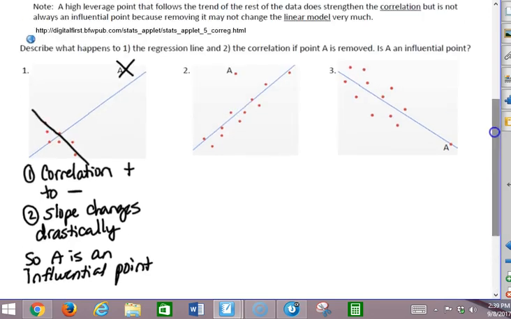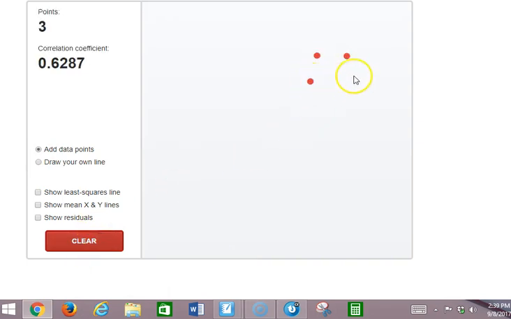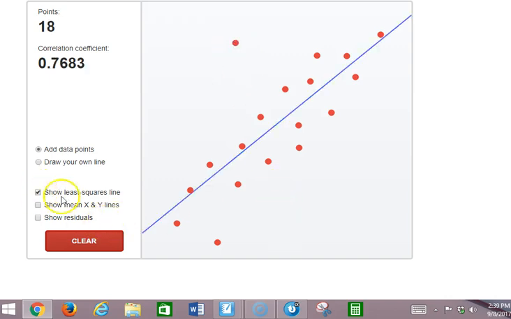Okay, and number 2, let's take a look at this one. So I'll clear this off. Here we have kind of scattered points all along here, and then we have this point that's sort of right up here. Okay, so there is my least squares regression line. There's the correlation coefficient, 0.7683.